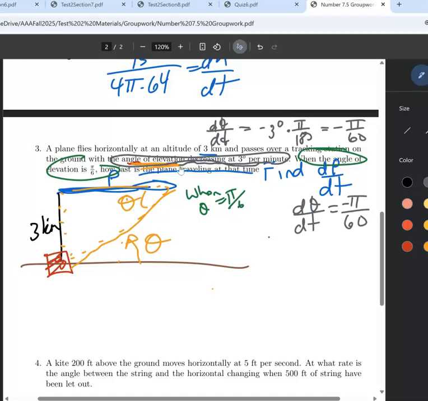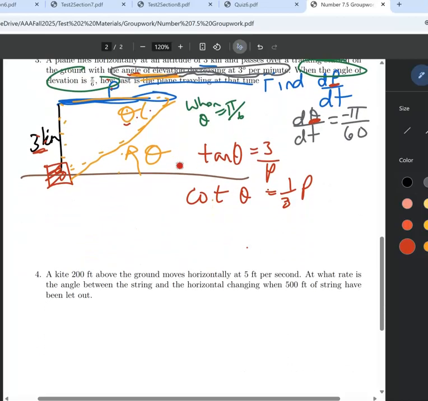All right, so I need an equation that has p and theta and this fixed number 3 in there. P and theta, right? So I'm looking at this and I'm thinking tangent of theta is 3 over p. This is the one that's easier to take the derivative if I rewrite it as cotangent theta is 1/3 p. So much easier to take the derivative here. So this gives me negative cosecant squared of theta times d theta over dt equals 1/3 dp over dt.